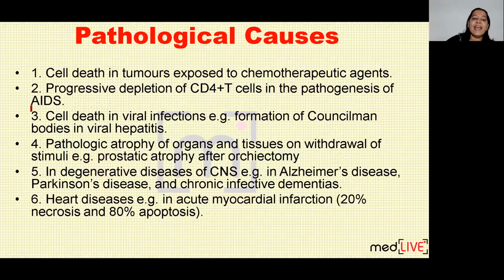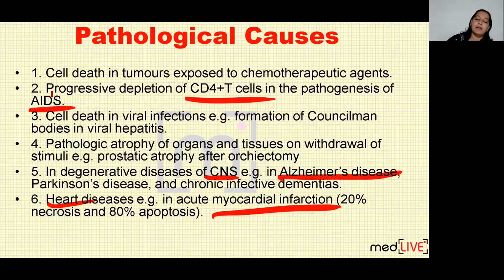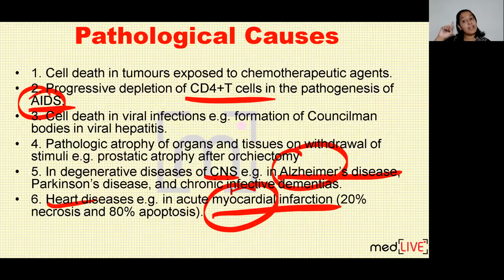For example, in AIDS, we know CD4 T cells undergo apoptosis. That's why their number is reduced. In Alzheimer's disease, the cells of the CNS undergo apoptosis. In MI, the cells of the heart, myocardial cells, undergo apoptosis. So these are some diseases. You can memorize the names of 3 diseases basically here: AIDS, Alzheimer's disease, and MI. In AIDS, CD4 T cells undergo apoptosis. In Alzheimer's disease, CNS cells undergo apoptosis. And in MI, myocardial infarction, myocardial heart cells undergo apoptosis, correct?